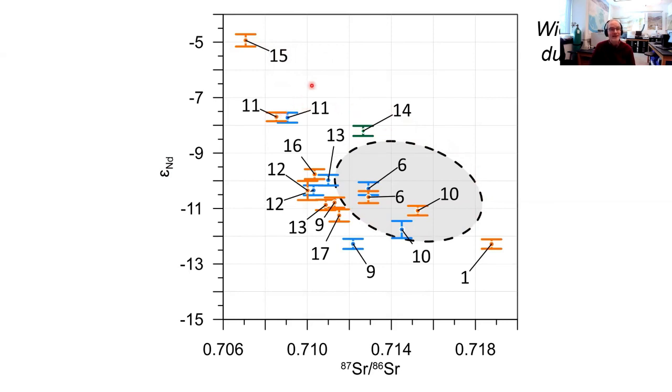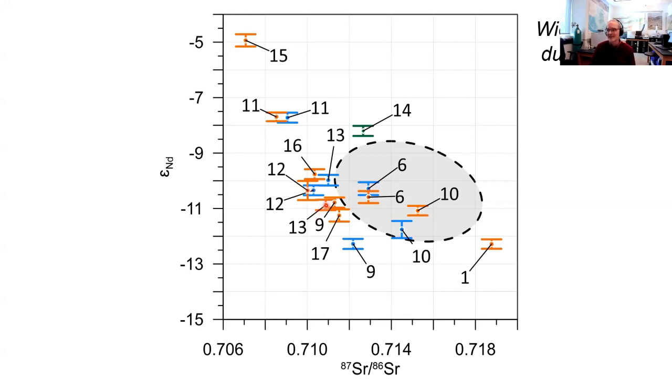The colors on here are the seasons. The orange are the winter collections, the blue are the summer collections. And so you can see, perhaps reassuringly, that at some of these locations, there's no real difference in the radiogenic isotope fingerprint of the dust from season to season. 11, they overlap. 6, they overlap. 12, they overlap. But that's not always the case.